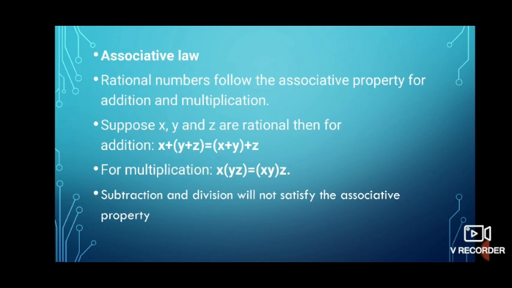And the operations that satisfy this, same as commutative, are both addition and multiplication, but not division and subtraction. Division and subtraction will not satisfy the associative property. If we change the order of the numbers, means dividend to divisor, divisor to dividend, then there will be no same result at all. Minuend to subtrahend, subtrahend to minuend, like that if you change it in subtraction also, you will not get the same answer at all.